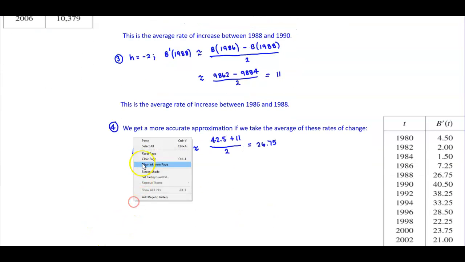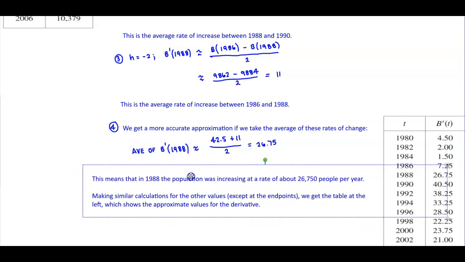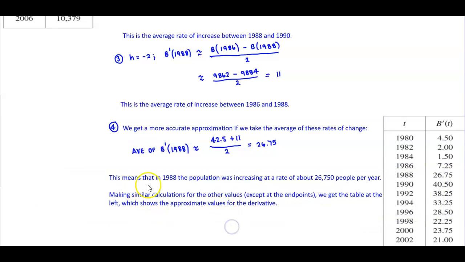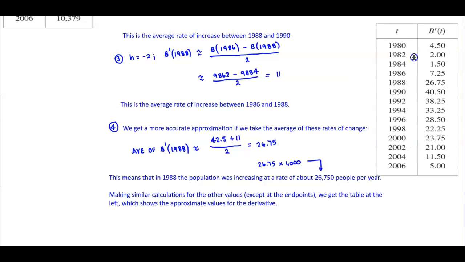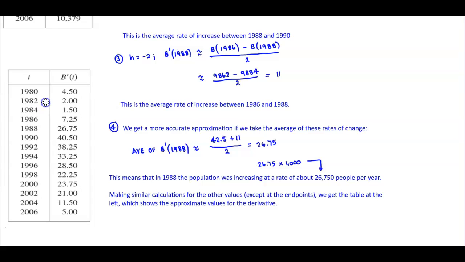So therefore, what does this mean? Well, this means that in 1988, the population was increasing at about 26,750 people per year, because remember that this is 26.75 in thousands. Now if we take a look at the table at 1988, we can see that b prime of t is going to give us 26.75.